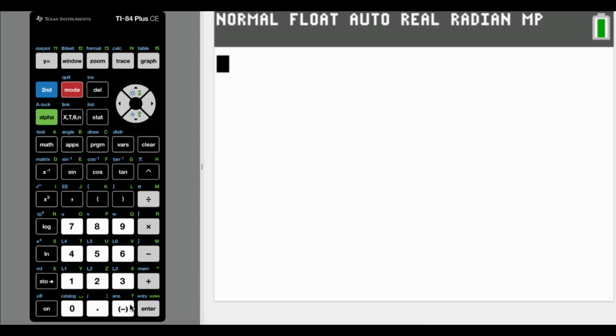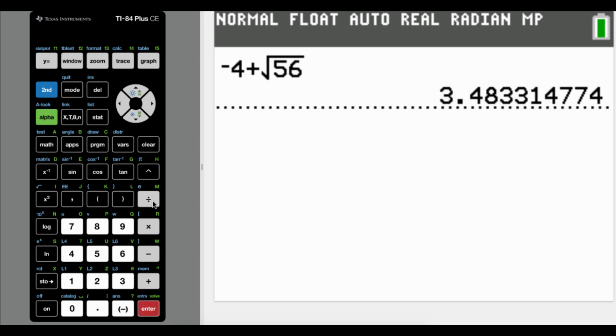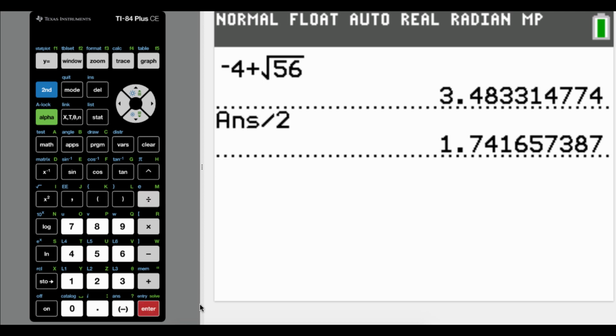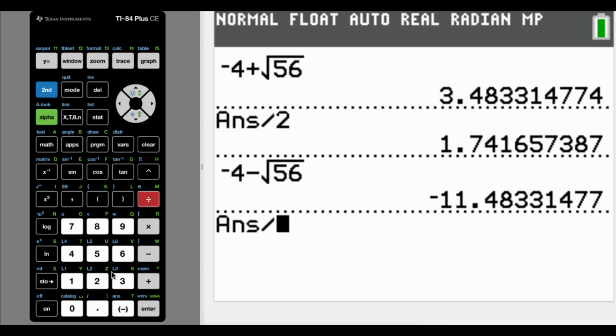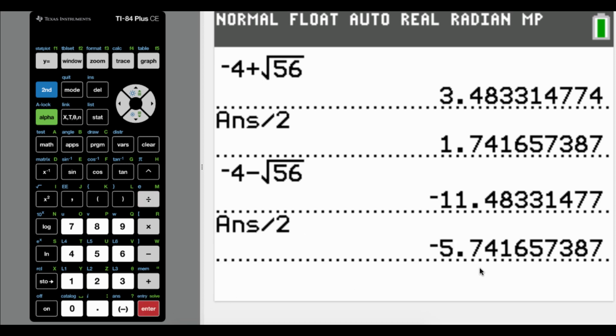So for the first one, we're going to take -4 plus the square root of 56, and we have to divide that answer by 2. So we get 1.742 approximately if we were to chop off some of those decimals. Then for the other one, we'll have to go -4 minus the square root of 56, and we'll divide that answer by 2 as well. So there we get -5.742 approximately if we're chopping off some of those decimals.